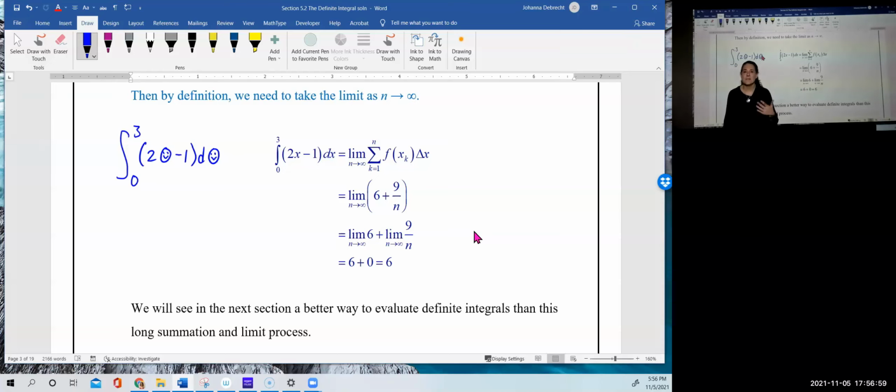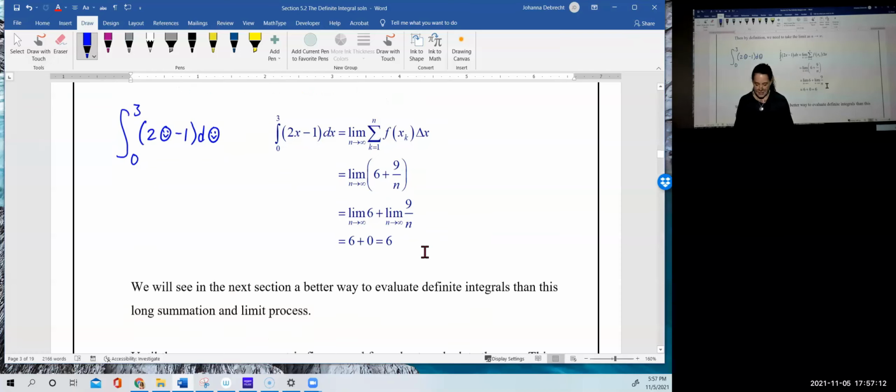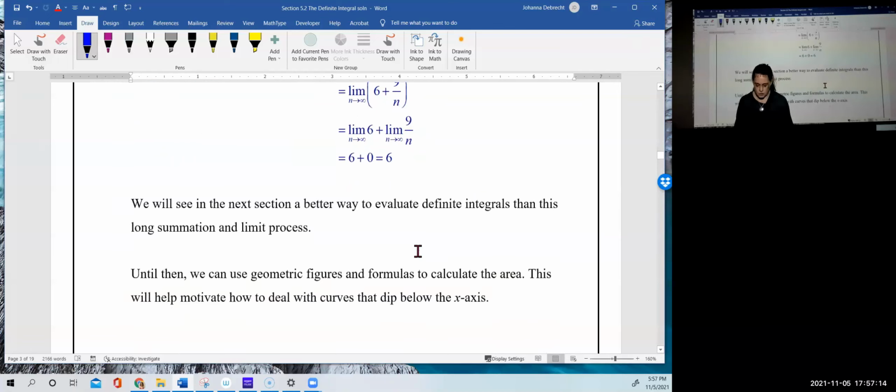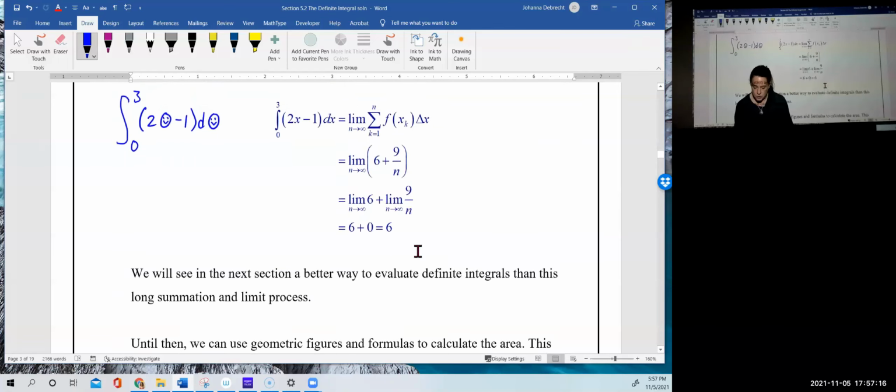What does the 6 mean? Well, the 6 means that we've got area under the curve of 2x minus 1 between 0 and 3. And that's what we've got. So when we're looking at the curve and we're going from 0 to 3, we're actually getting the area under that curve.